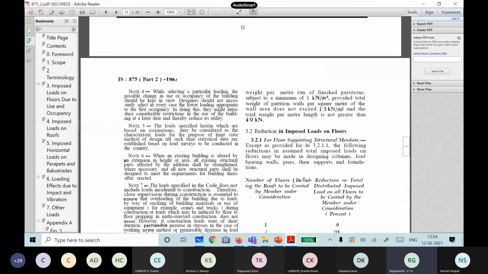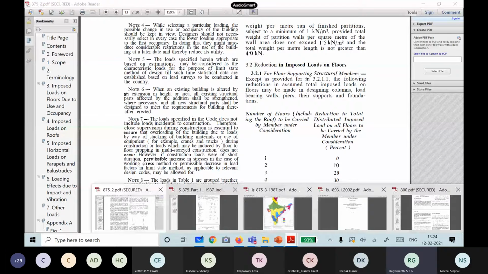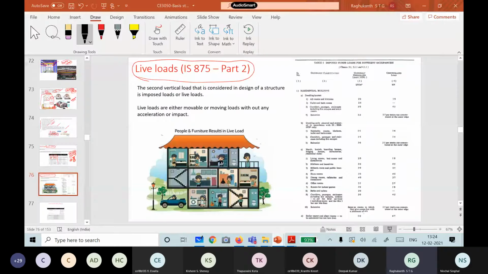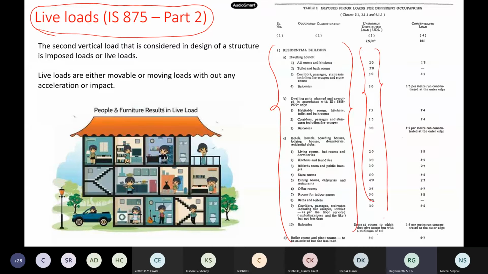Okay, let us go back to our slide. Yes, this slide. This is what I just copied, that page, into the slide itself. So residential buildings, hotels, both the things: they will give you a UDL, and they also will give you a concentrated load. You have to do the analysis for both, and whichever is higher, you should use in the design. That's what the code says.